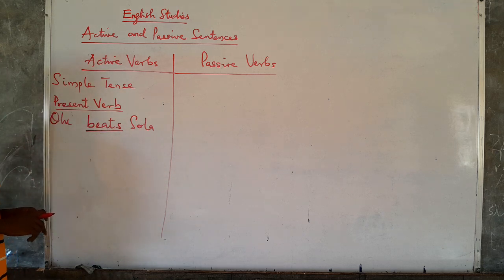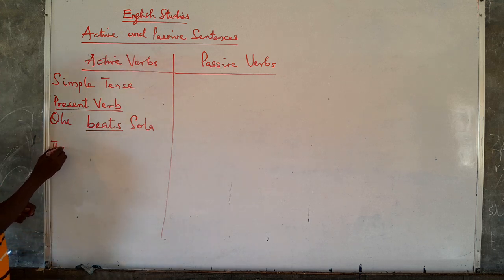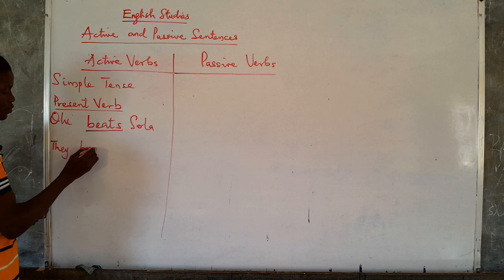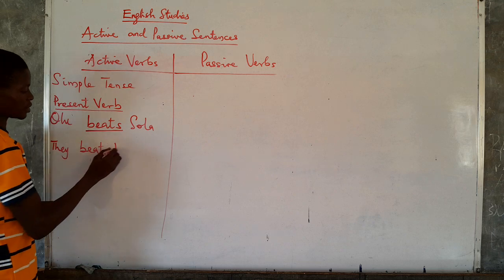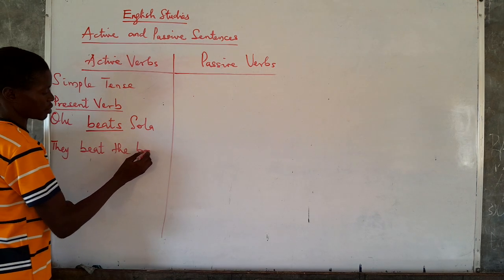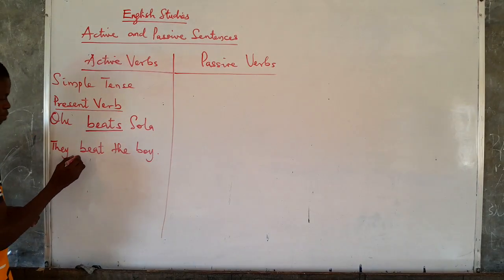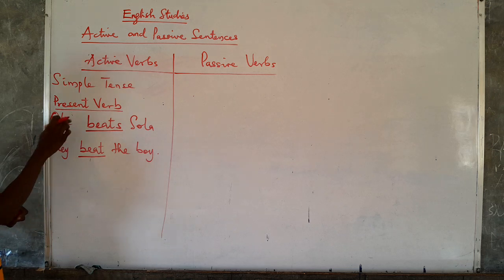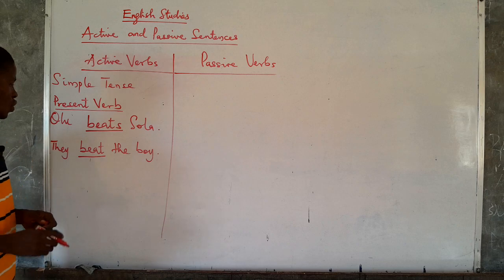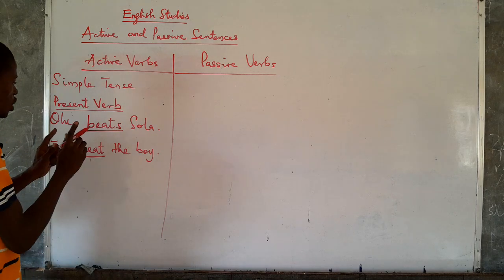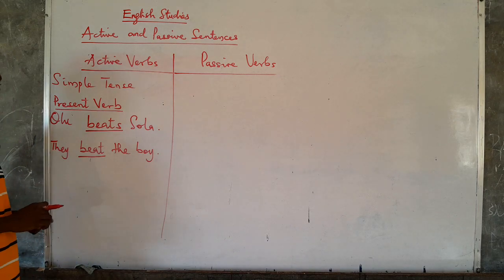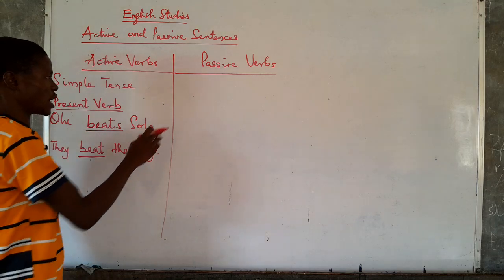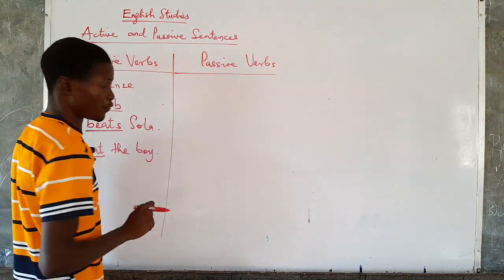When we now have a singular present, or we have a plural present, we have this: they beat the boy. We use beat as plural in the present form. If we have either of these two, how do we convert it to passive? Now, what we need to work on is the verb. This is when you now come back to the passive form.